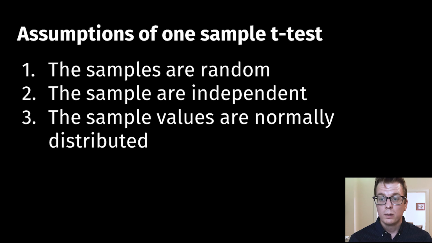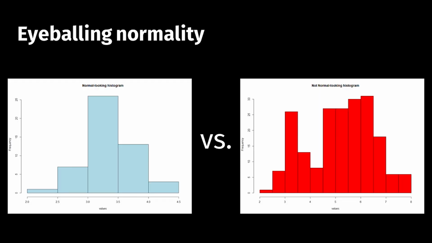There are some important assumptions underlying a one-sample t-test. 1, that the samples are random. 2, that the samples are independent. And 3, the sample values are normally distributed. This last assumption begs the question, how do you know if your values are normally distributed? There are a lot of ways to do this mathematically, which we'll discuss later on this semester, but for now, we just want to use the eyeball test.